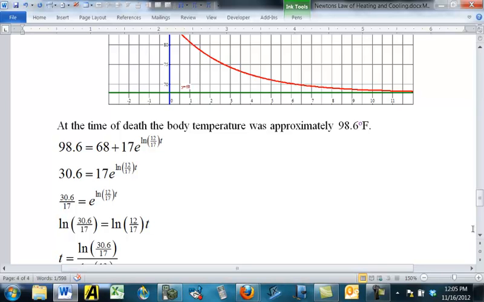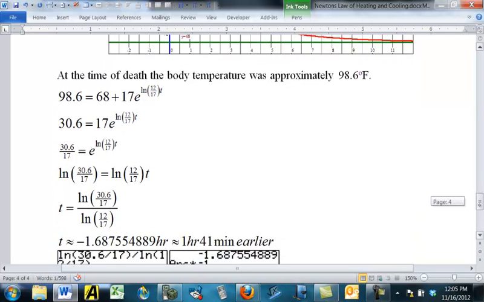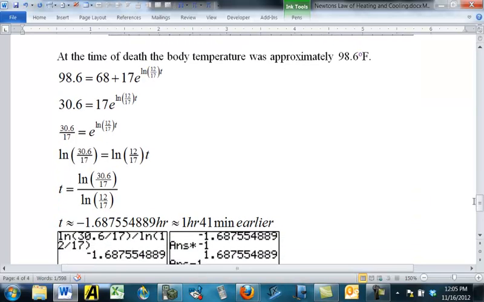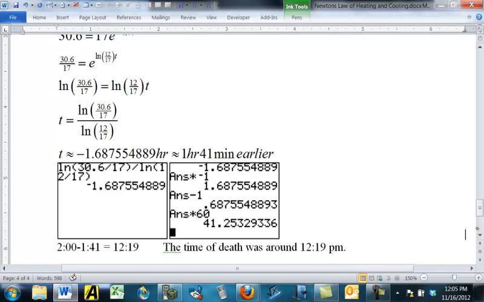Rewrite as a logarithm. The natural logarithm of 30.6 over 17 is the power on the right, which is natural log of 12/17 times t. Divide both sides by the coefficient of t to get t is the natural log of 30.6 over 17 divided by the natural log of 12/17. And I did that on my calculator, as you can see down here, and got negative 1.68755, etc. hours. So in other words, about 1.7 hours earlier.